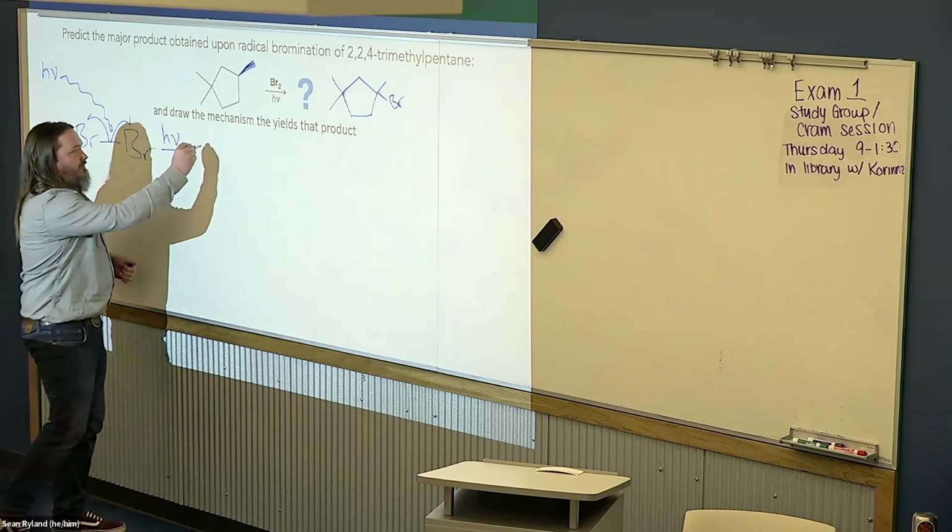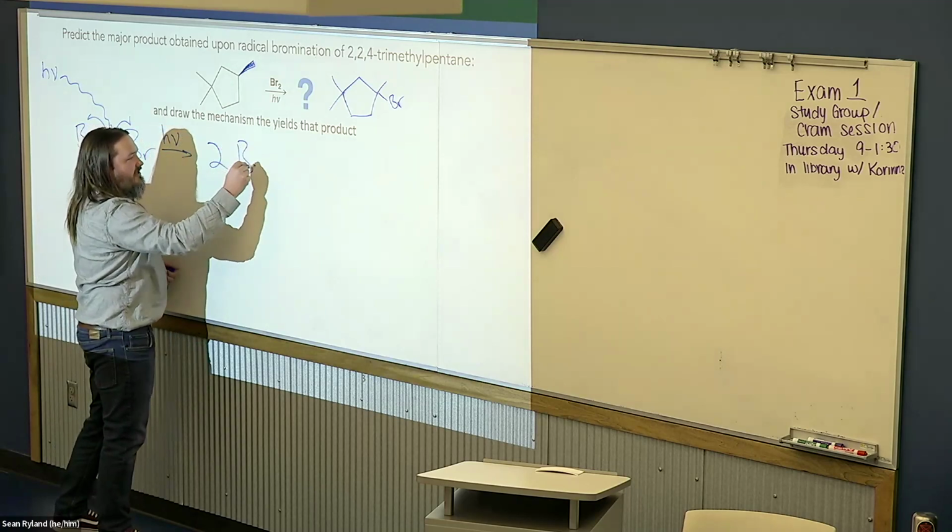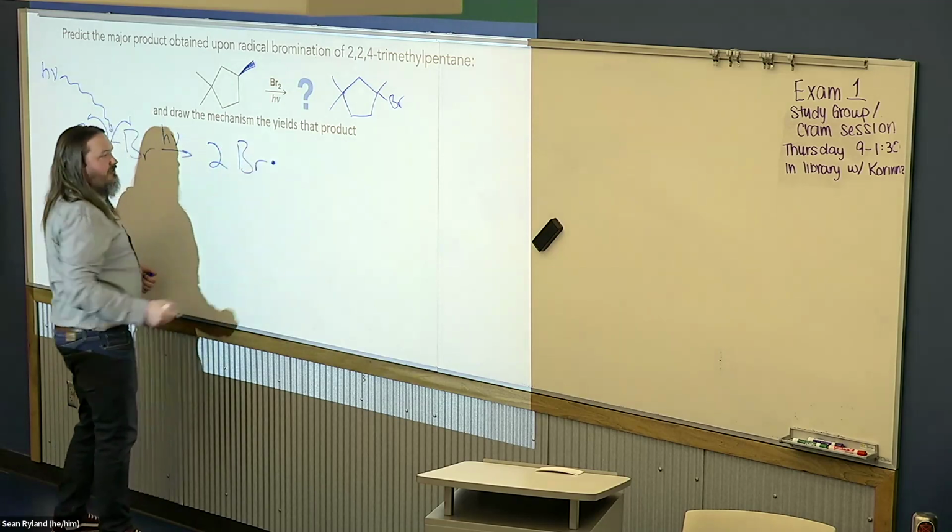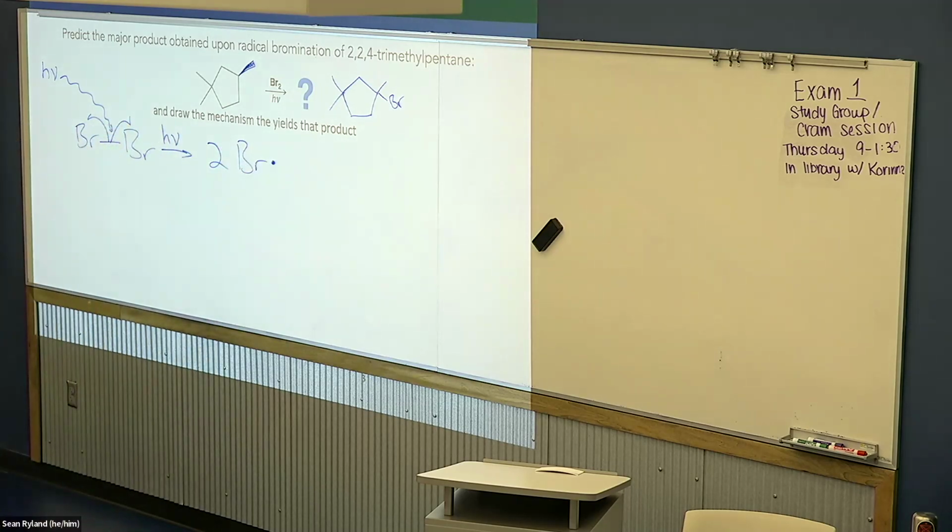All right, so then the product of the initiation step is just going to be 2 bromine radicals. Easy enough, right?